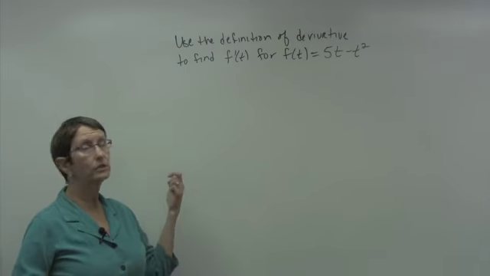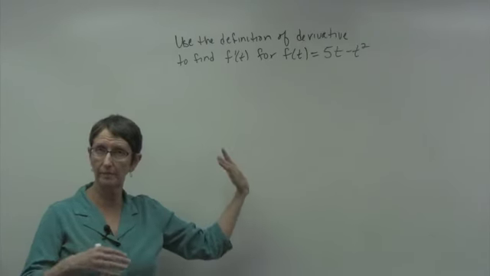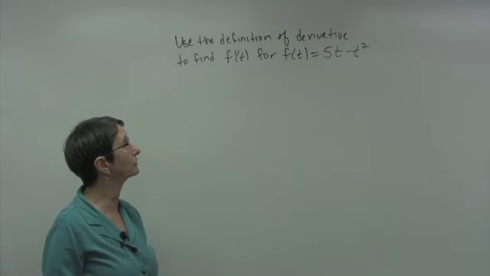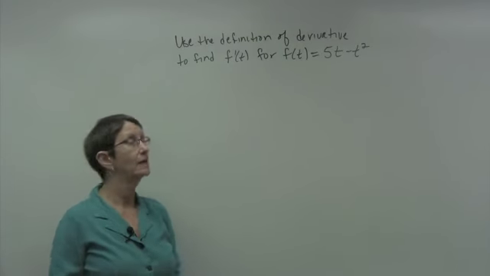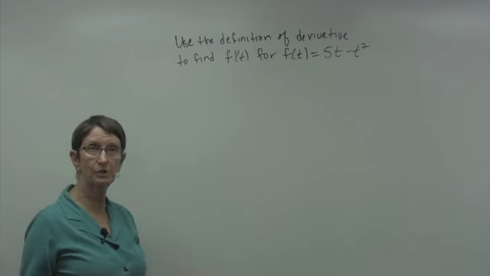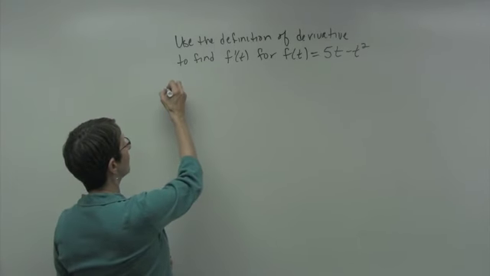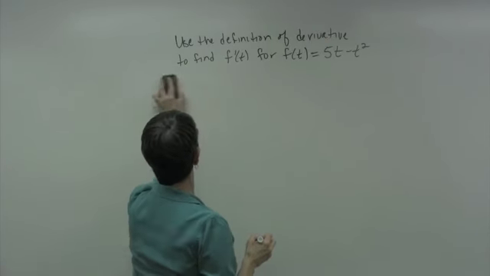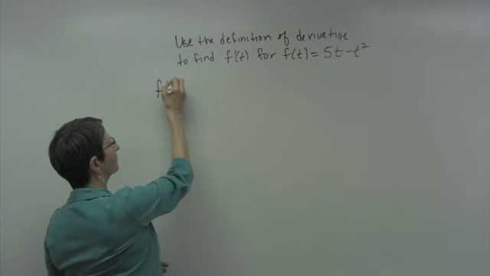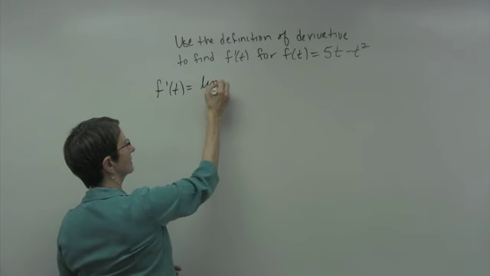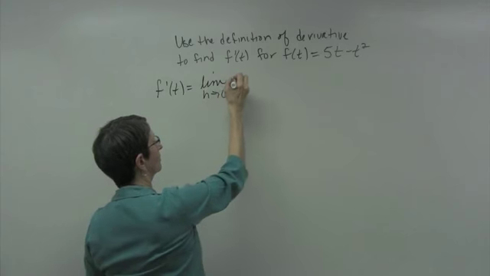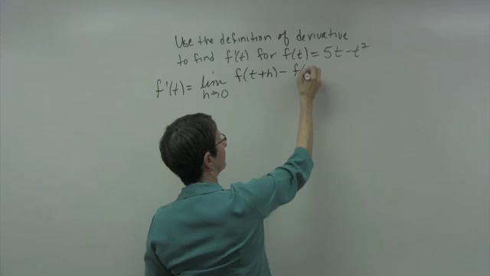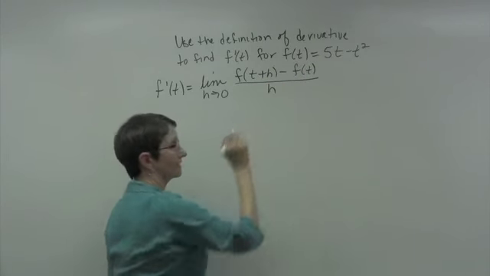In this problem, we want to use the definition of derivative, the one with the limit, to find the derivative for this function f of t equals 5t minus t squared. We have the formula for the function, and let's use the limit definition to find it. So remember, the limit. Now, let me put the f prime up first. f prime of t is equal to the limit as h approaches 0 of f of t plus h minus f of t divided by h.